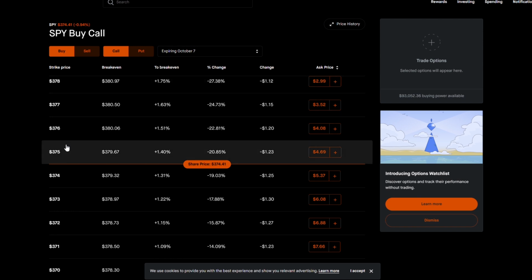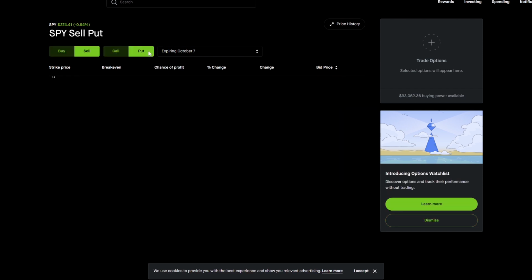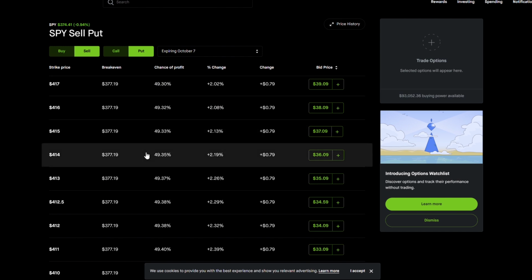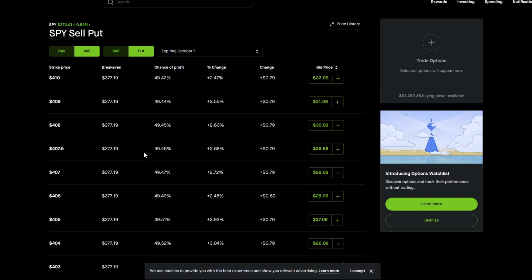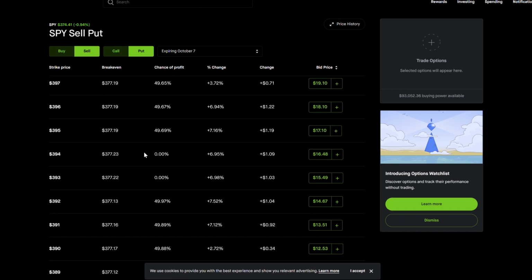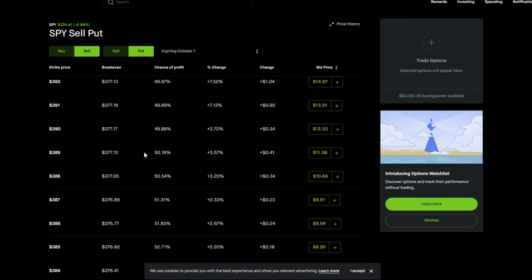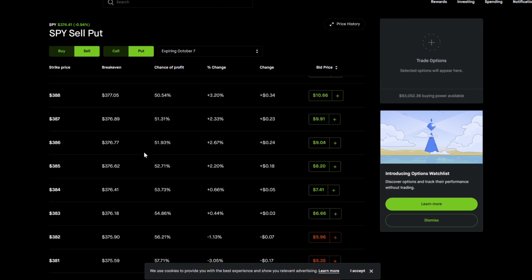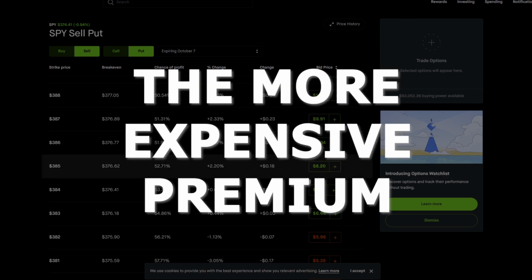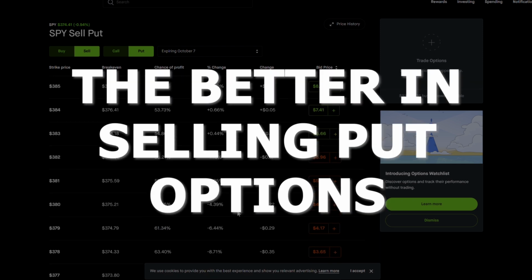But if you look at the options right here, so let's go to sell put options. So I like selling put options a lot because they bring in premium, and also because I'm kind of bullish on SPY, especially because the market has been crashing. I want to sell puts. I want to be out there making money on fear. And there is a lot of fear in the market right now. And the higher the fear goes, well, the more expensive these premiums become, so the better selling put options becomes.